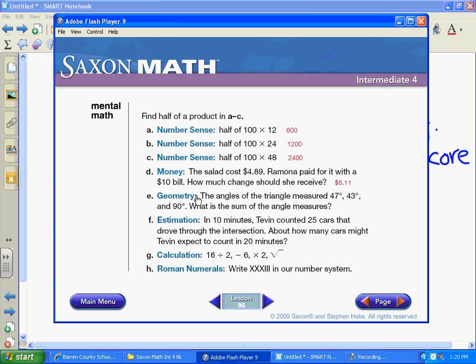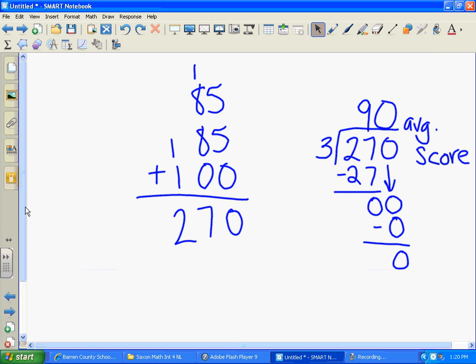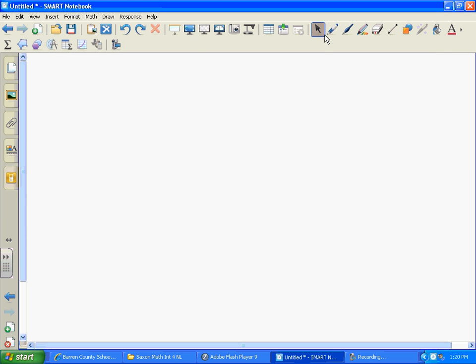The next one's really cool. The angles of the triangle measured 47 degrees, 43 degrees, and 90 degrees. What is the sum of the angle measures? And triangles are so awesome because if they just gave me two of these angles, I could always tell you the third angle. But we'll go ahead and do this first to show you what a triangle's sum of its angles always ends up to be. No matter what kind of triangle it is, they always add up to this. So let's do 47, 43, and 90.